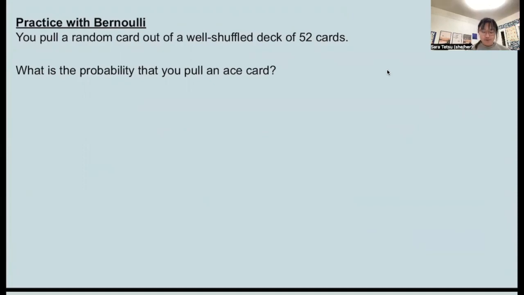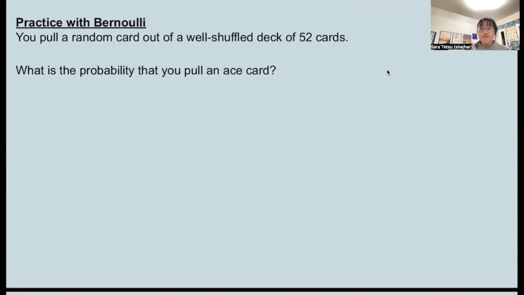Let's do some practice with Bernoulli. So you pull a random card out of a well-shuffled deck of 52 cards. Note that that's just one card. What is the probability that you pull an ace card? The reason this specific scenario is a Bernoulli random variable situation is because you're only pulling one card out. So you're only doing one thing.